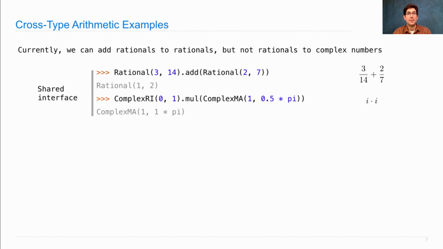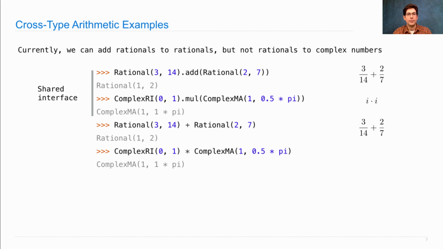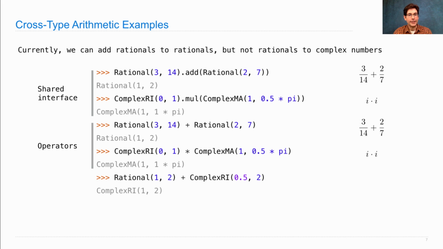But we still have some work to do because what we'd like to be able to do is just use the plus symbol instead of add. So here are the same examples, but using plus and times instead of add and mul. Those are called operators. And in order to do that, we'll need a technique called operator overloading. And finally, we'd like to be able to add together a rational number and a complex number. So this says 1/2 plus 0.5 plus 2i should give me 1/2 plus 0.5 is 1 plus 2i.